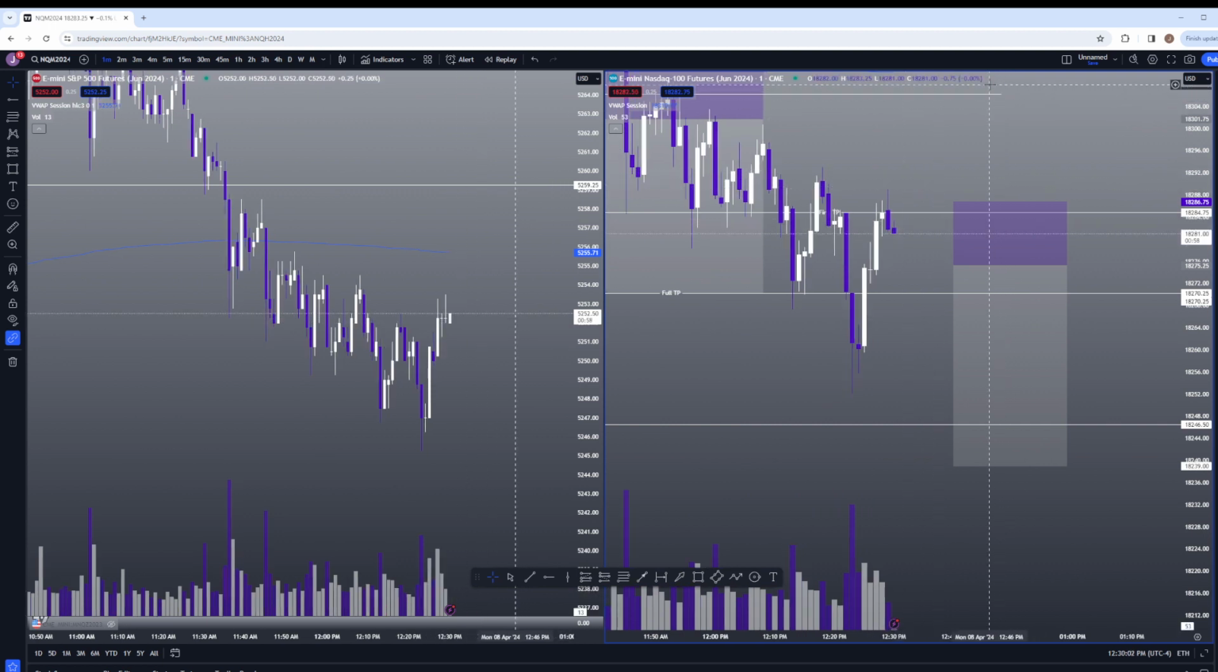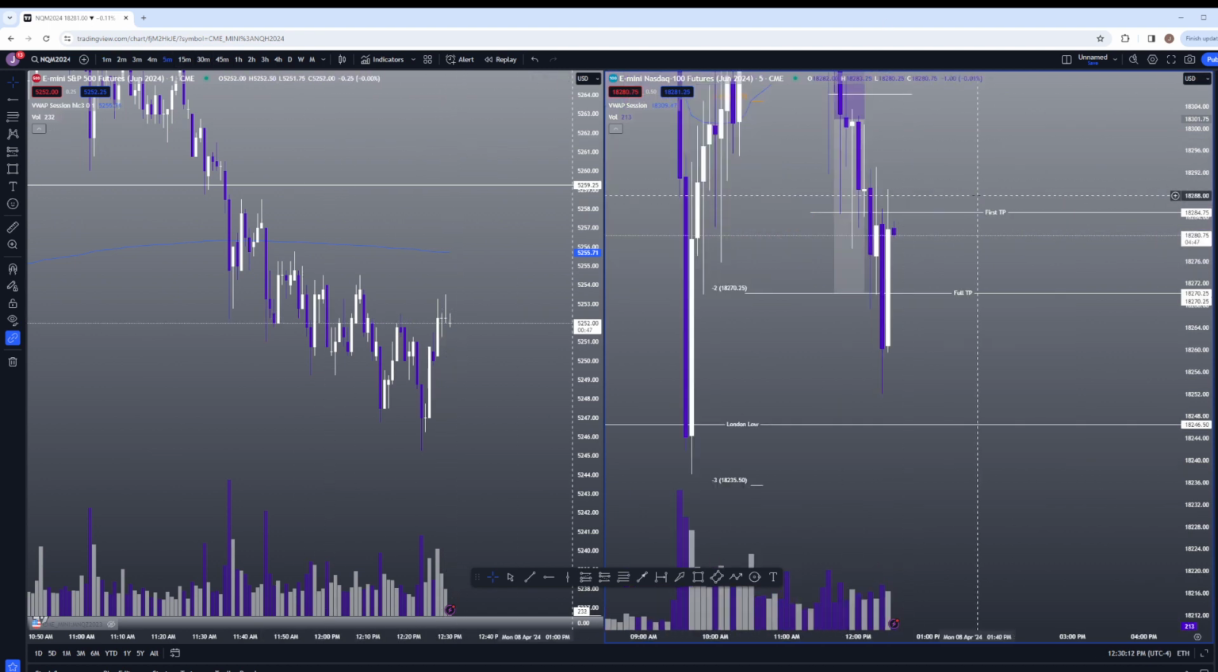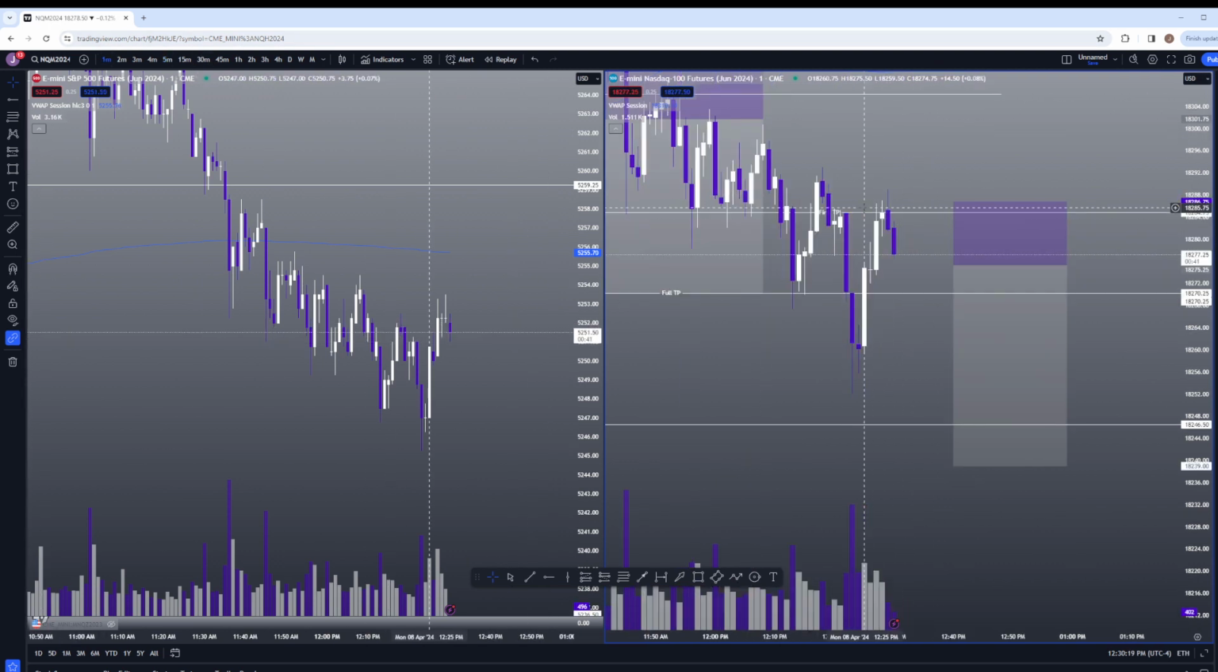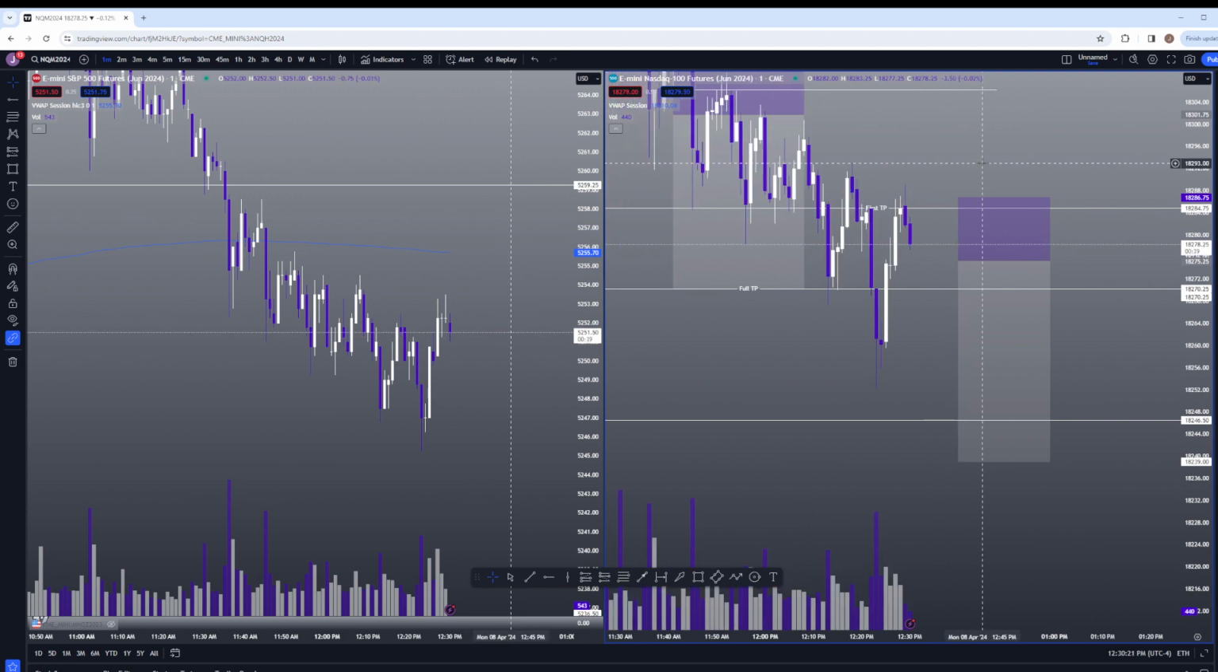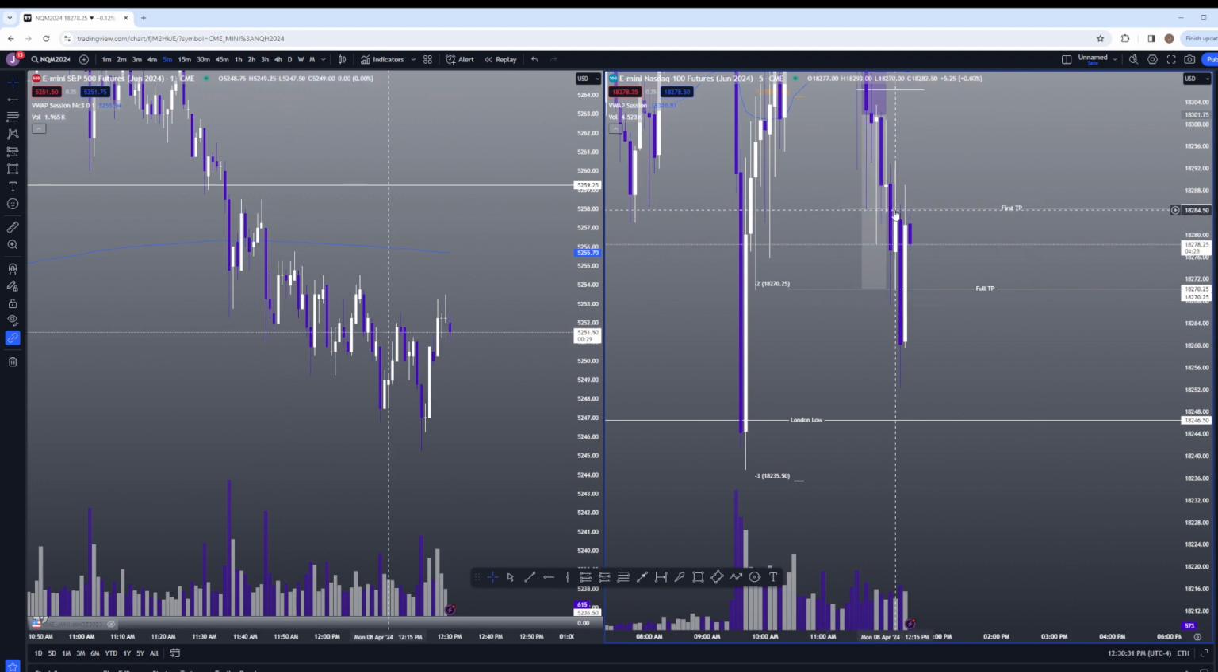reaction back down. So I still don't hate the shorts, but again, got to be careful at this level. This would be a good level for risk management, getting it up here, because we did respect that order block, but we just closed with so much bullish momentum that I don't love getting the shorts. But again, up here would offer better risk management because we still did respect our 5 minute order block up here.